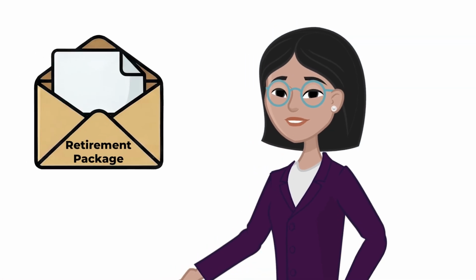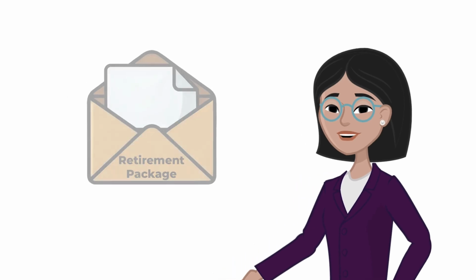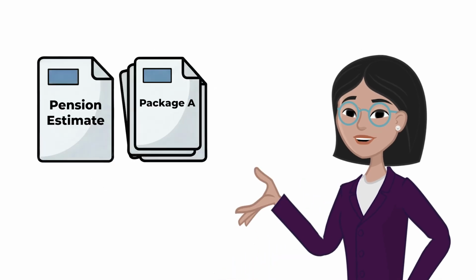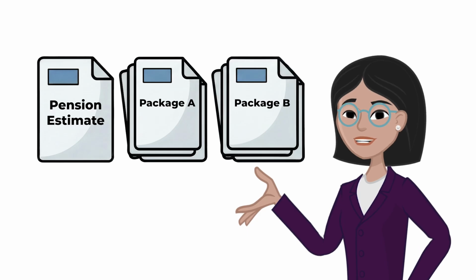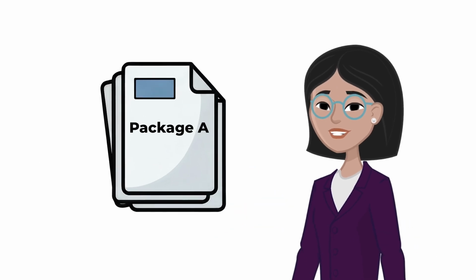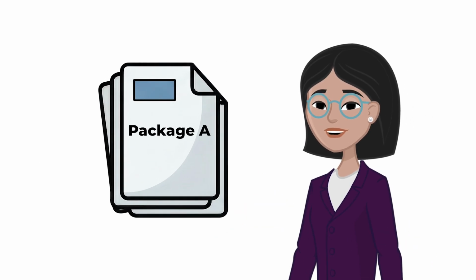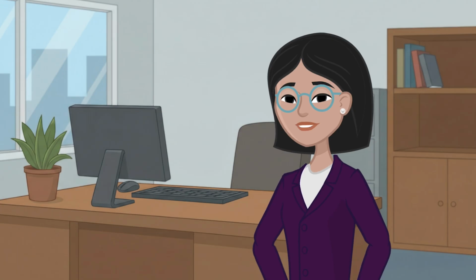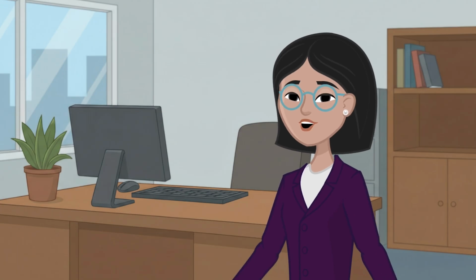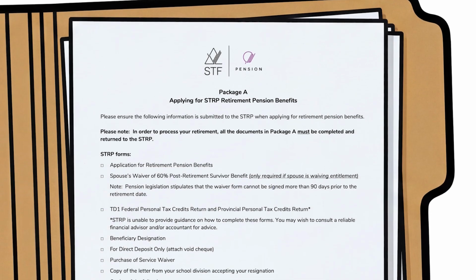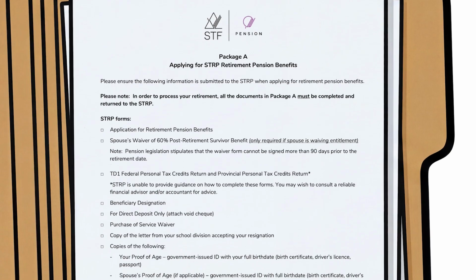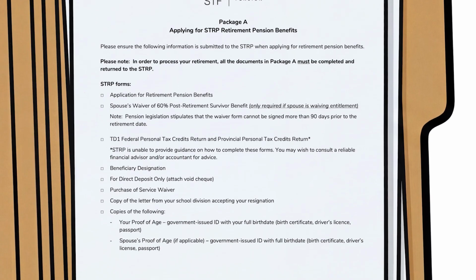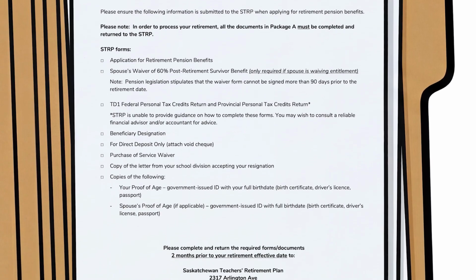Included in the package that the STRP sent you, you should have a pension estimate, a set of forms labeled Package A, and a set of forms labeled Package B. We're going to go through the Package A forms, which are the STRP forms. If you have any questions about the Package B forms, please contact the benefit administrator for those forms. They'll be happy to help you. We have included a checklist in Package A, so you can make sure you've got everything we require from you for your retirement application process.